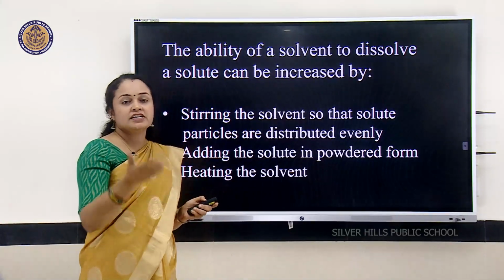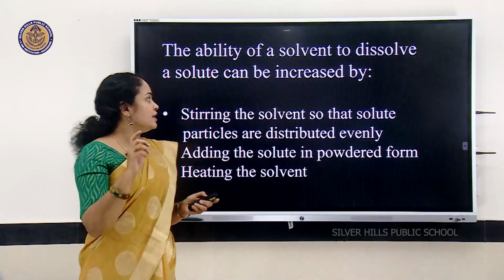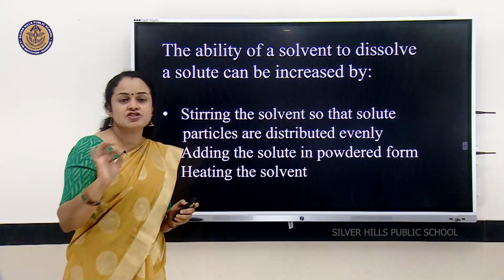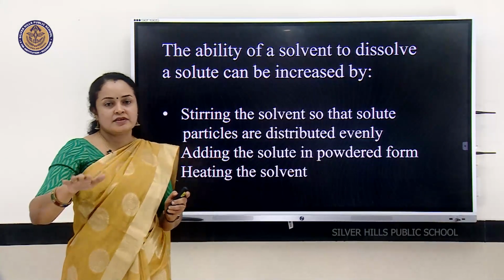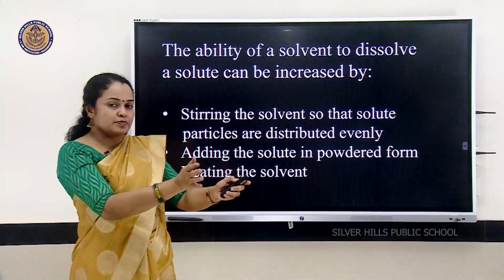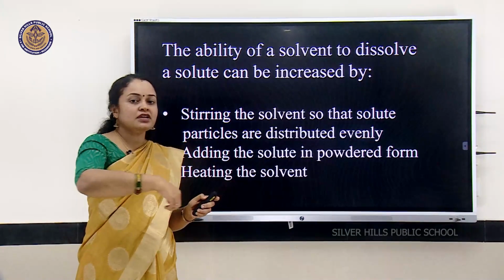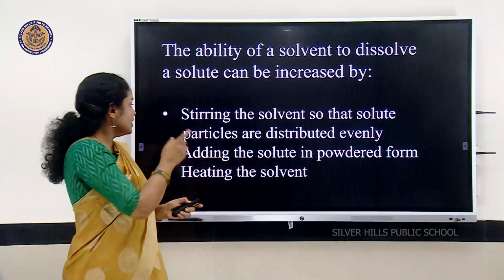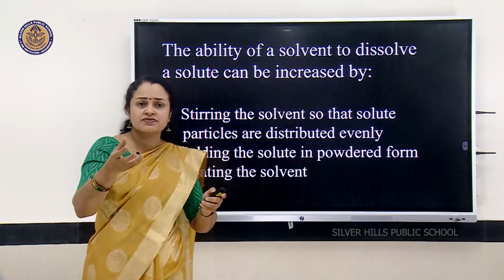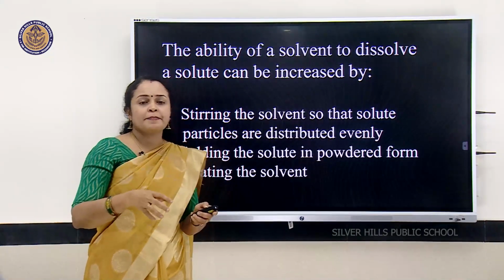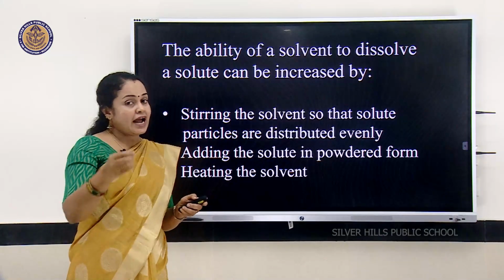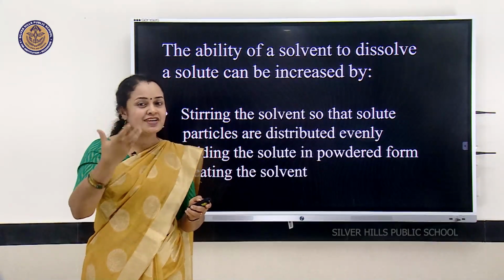How much faster the solute can dissolve in a solvent can be increased by stirring the solvent so that the solute particles are distributed evenly. That means the solute is distributed everywhere in the same way. It is not constrained to a particular position. If you stir it, it will be distributed uniformly. Then adding the solute in powdered form: if you add a big piece of something, it will dissolve in the solvent very slowly. But if you add it in powdered form, it dissolves very fast.